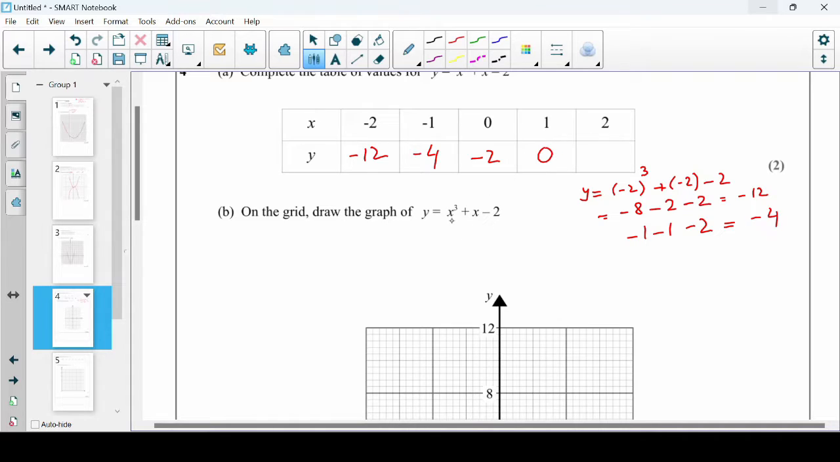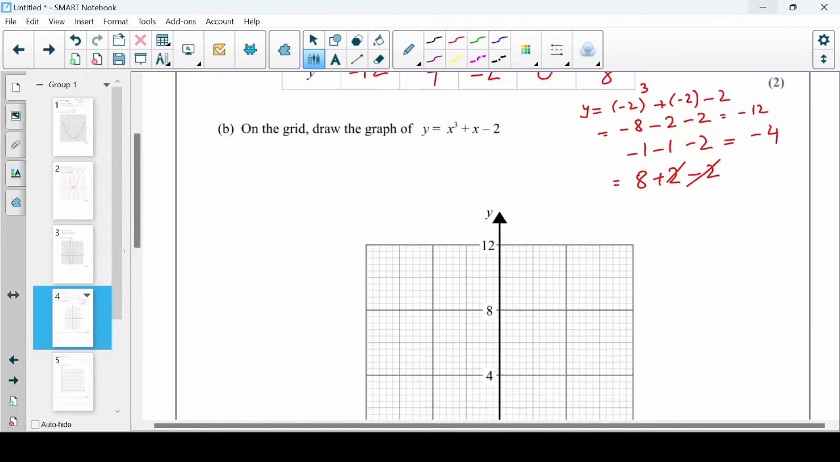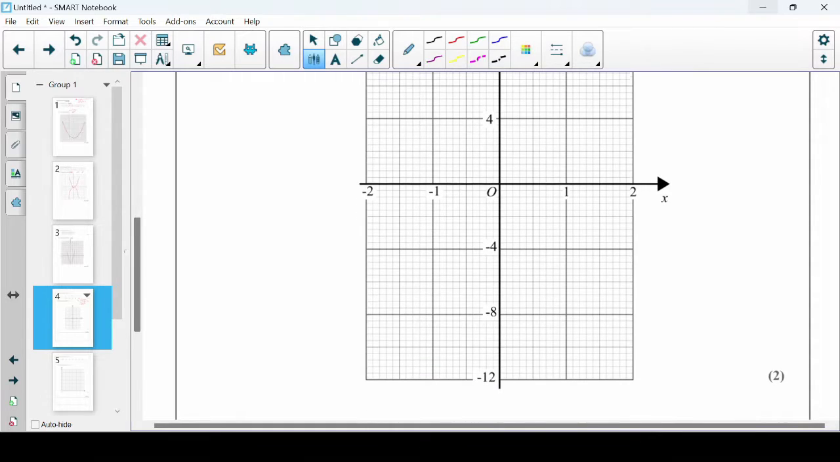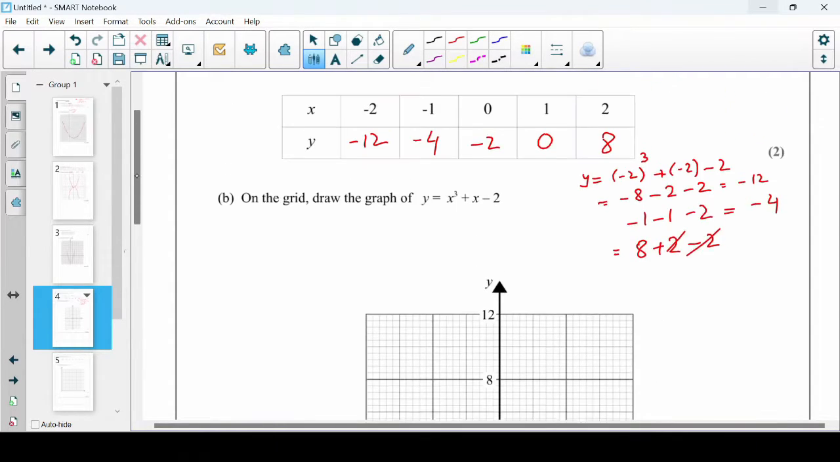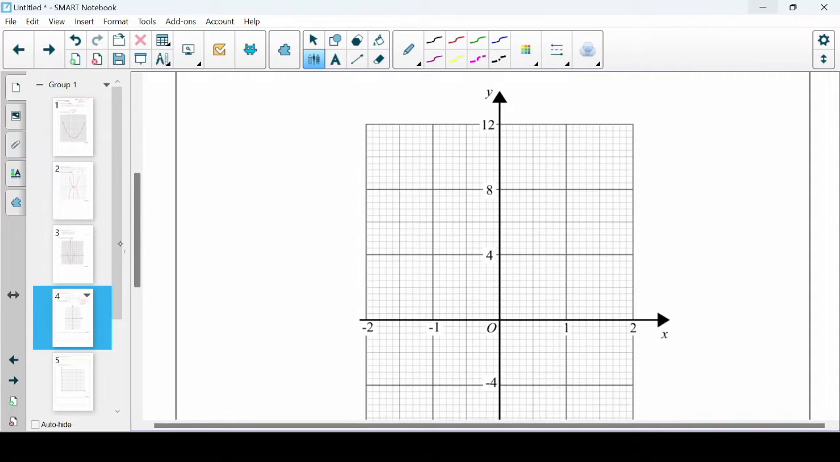And then if we put 2 here, then it will be +8, +2, and then -2. So these negative positive cancel and it will be 8. So we have to plot these values. So -2 and -12. The first point is on the x-axis -2 and -12. So this is the first point. And the second point is -1 and -4.